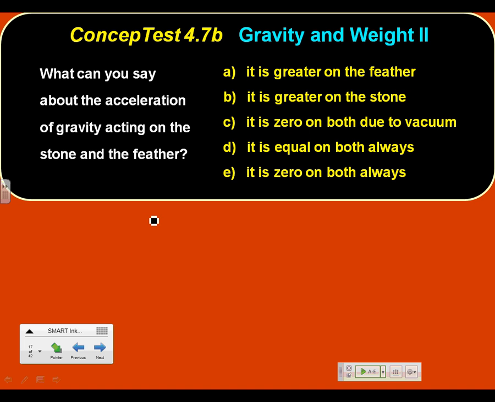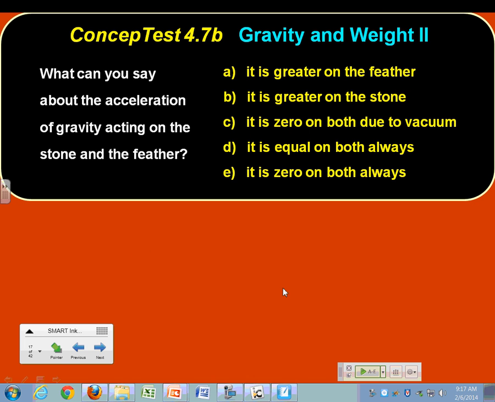What can you say about the acceleration of gravity acting on the stone and the feather? Now these are falling within a vacuum. So how are they accelerating in comparison to one another? In a vacuum means there's no air or whatever.